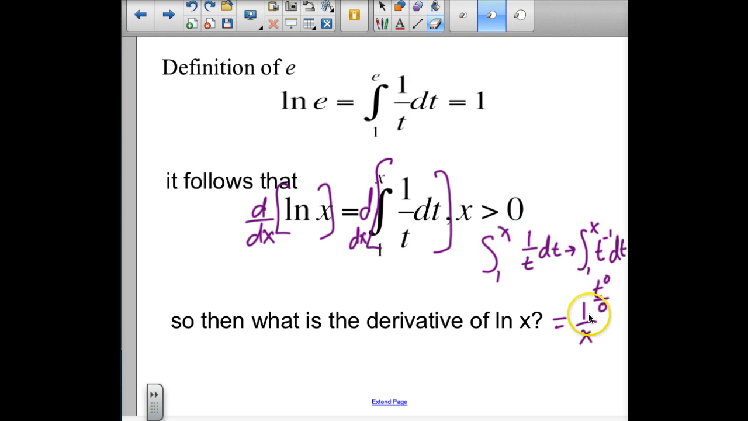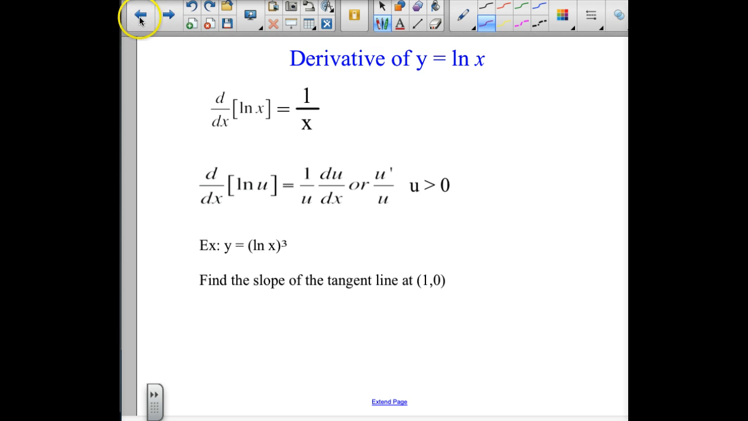But now that we know that the integral from 1 to x of 1 over t dt is the natural log of x function, now we know that the derivative of that will just be 1 over x. We'll get more in depth on this tomorrow, but for now, just know that the natural log of x function equals the integral from 1 to x of 1 over t dt. And that's only when x is positive. Okay. So the derivative of natural log of x is 1 over x. You've got to memorize that.